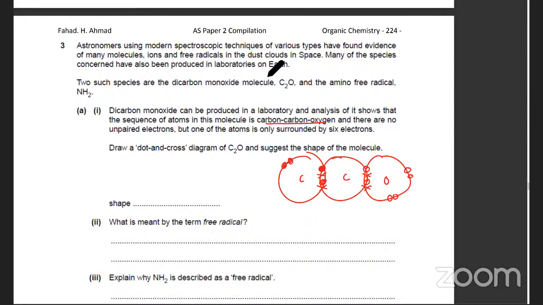So the organic revision chart, now just message me, send me a WhatsApp. I'll just send it after class. I'll just post it.